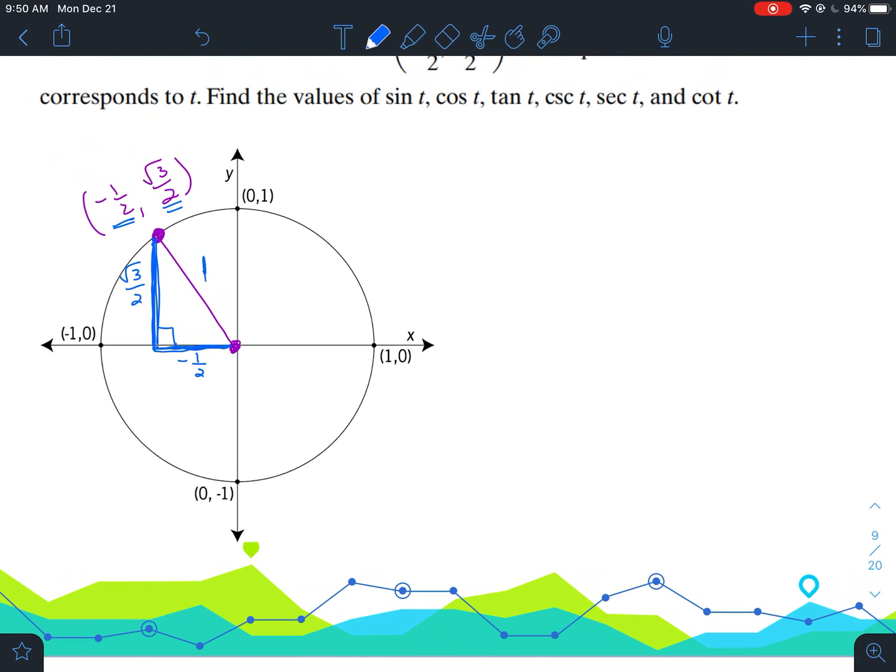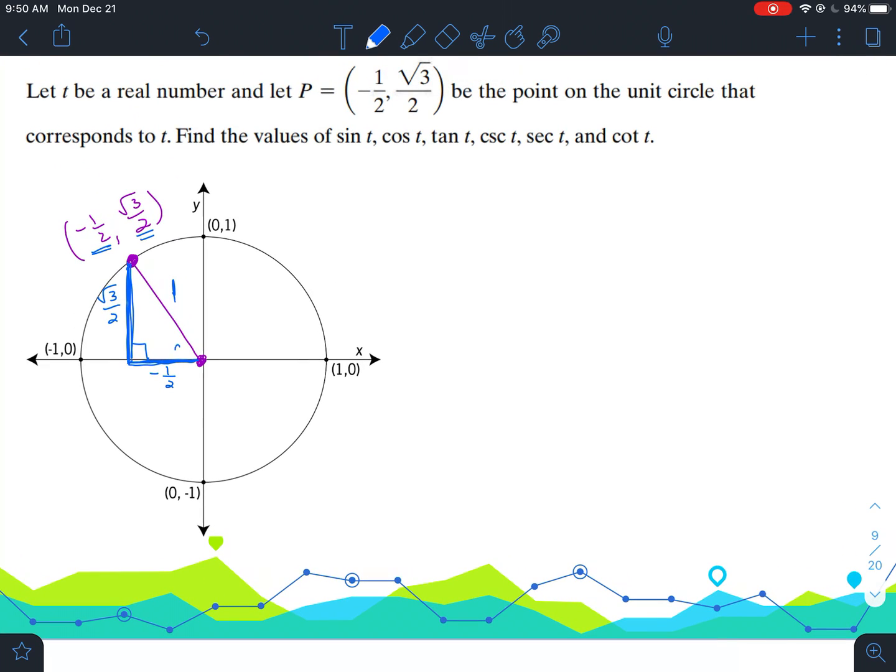So this is going to be -1/2. And how far up did we go? Well, we went up the y value. So that's going to be square root 3/2. And so now if we want to find the sine, cosine, and tangent, well, the angle is always going to be down at the origin. So it's going to be down there.